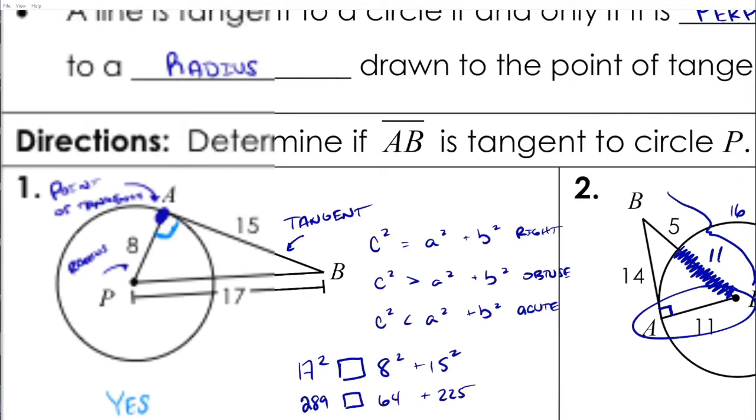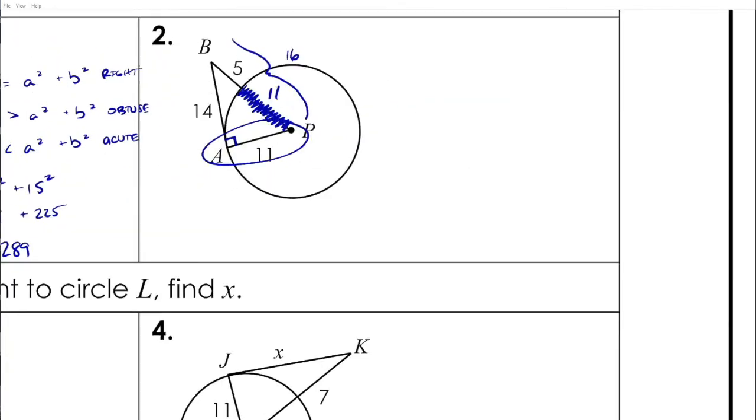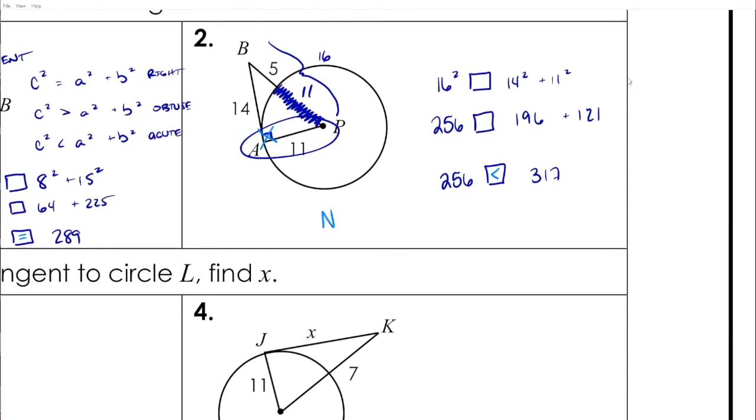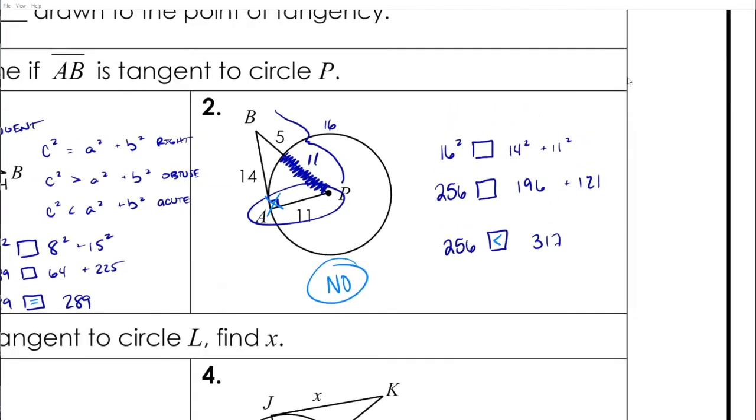So we're going to use our Pythagorean converse. So c squared is 16 squared, is what in relation to 14 squared plus 11 squared? 16 squared is 256. 14 squared is 196, and 11 squared is 121. So 256 is what in relation to 317? It is less than. So does this form a right angle? No, it does not. Meaning that AB is not tangent to the circle. It has to form a right angle. That's the rule.